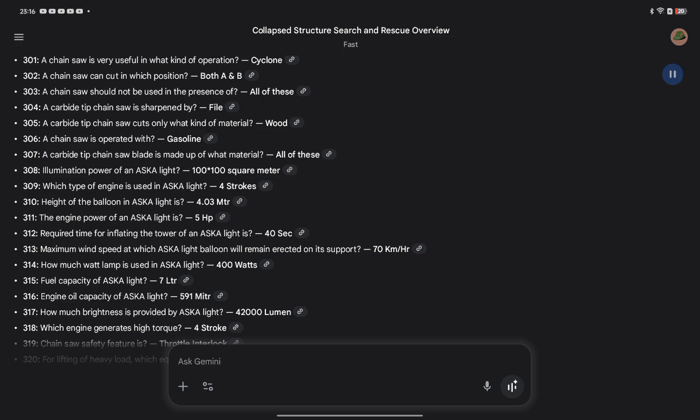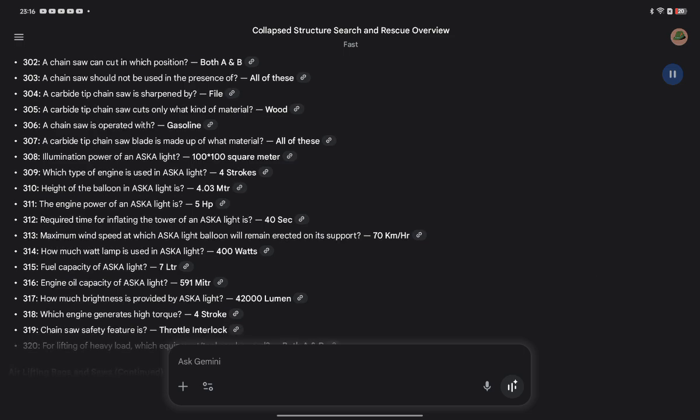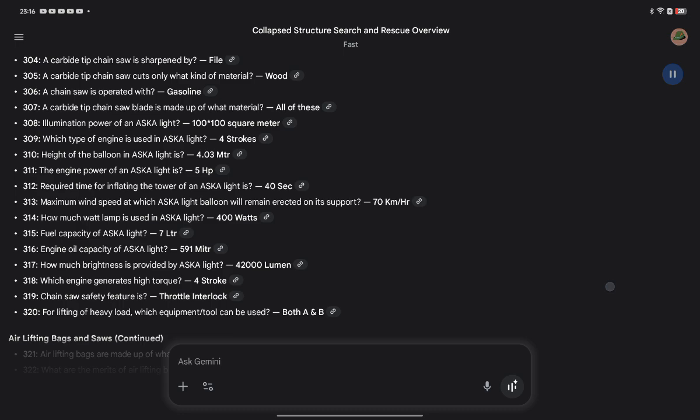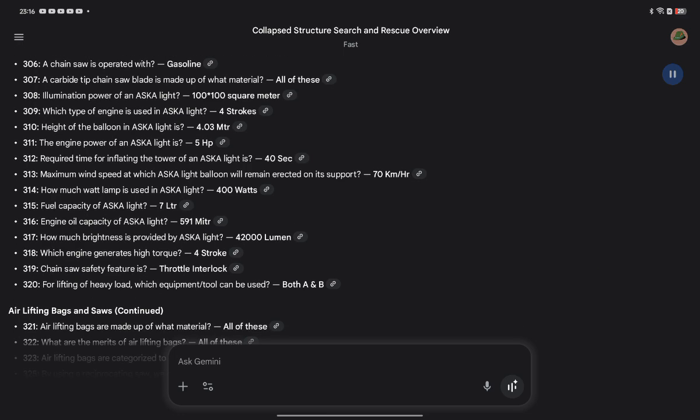302. A chainsaw can cut in which position? Both A and B. 303. A chainsaw should not be used in the presence of all of these. 304. A carbide tip chainsaw is sharpened by file. 305. A carbide tip chainsaw cuts only what kind of material? Wood. 306. A chainsaw is operated with gasoline. 307. A carbide tip chainsaw blade is made up of what material?